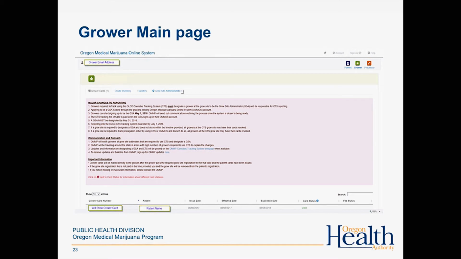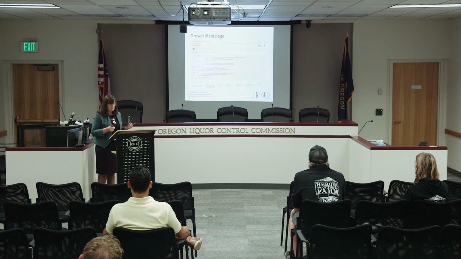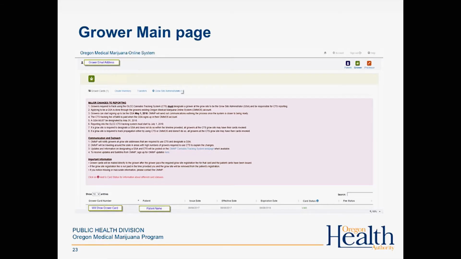What we tried to do when we were creating this Growsite administrator was inform people in as many ways as we could of the changes that were happening. I mean, there are some very, very big changes coming to our growers. We've added this language on this page. So it says that if you're required to track using the CTS system, you must designate a grower at the site to be the Growsite administrator. You need to do that through this account.